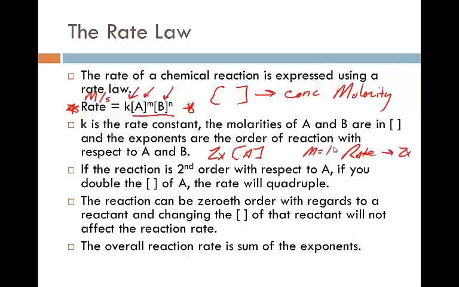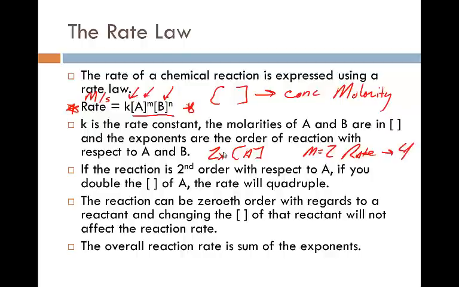Let's now change the order. Okay, let's make A a second order reactant. Now what this means is we're not going to see a mirroring effect here. In fact, we're going to see an exponential increase in the rate once we change M to a 2. So now if we double the concentration of A, and remember A is now a second order reactant, if we double that concentration, we see the rate quadruple.